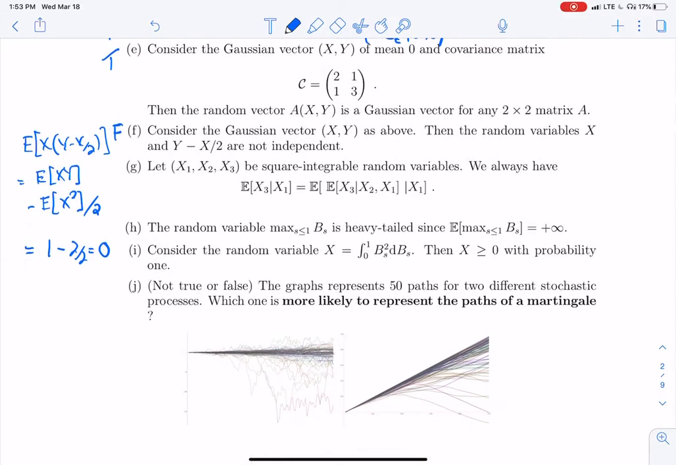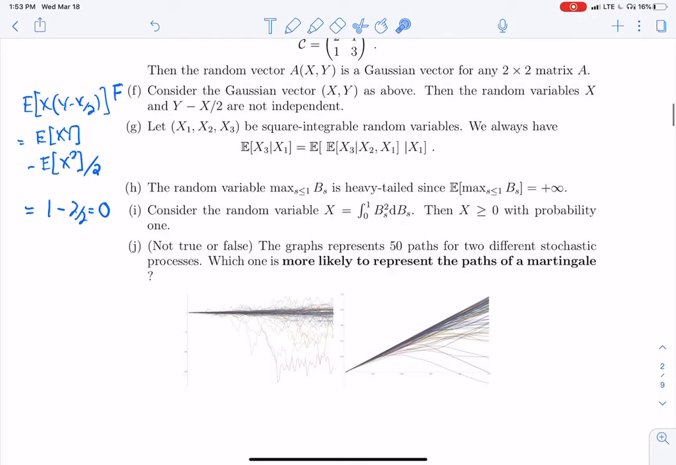All right. Now for the second one, G, I have again a random vector, not necessarily a Gaussian vector here, X1, X2, X3. The variables are square integrable, they have second moments. So we always have that the conditional expectation of X3 given X1 is the same as first conditioning on X2 and X1, and then by X1. So I condition on more information than on less, so I can always do that. This is called the tower property of the conditional expectation. All right, so this is actually true.